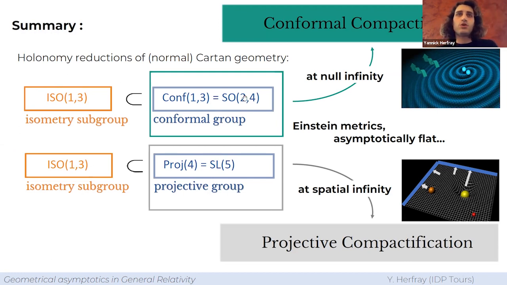But here the idea is that you can get Einstein metric with specific asymptotics by starting from a connection with value in the conformal group and then reducing to ISO 1-3, or starting from the projective group and reducing to ISO 1-3. In both cases, you're producing Einstein metric which are asymptotically flat. It's just the particular type of connection that you're choosing that selects either conformal compactification and therefore boundary at null infinity, or projective compactification and therefore boundary at spatial infinity.